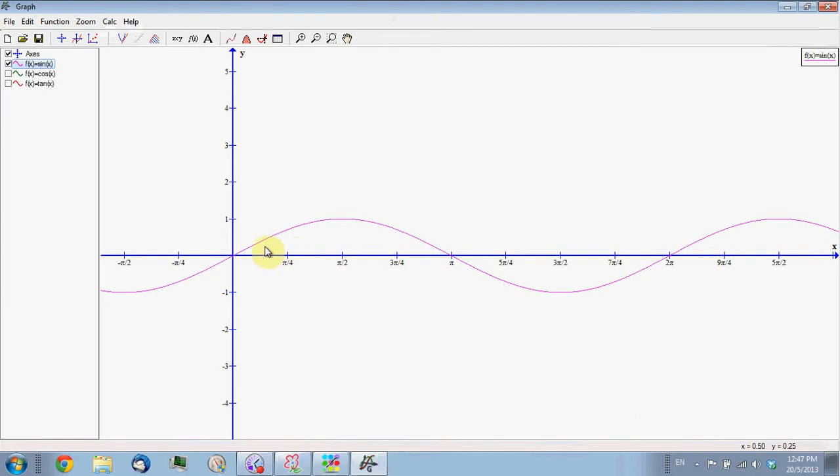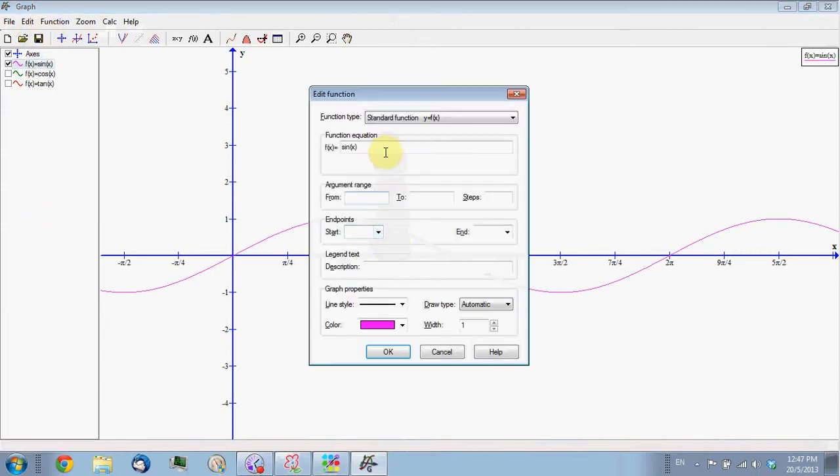Remember that this graph repeats at 2 pi. That has to do with the b. But now we're going to do just the a. So when I change y of x to y equals 2 sine x, we see what happens.